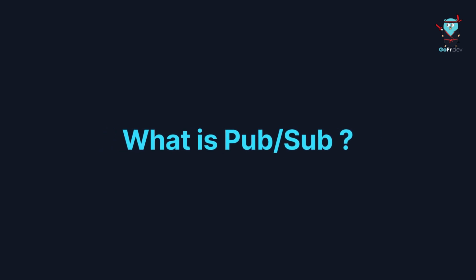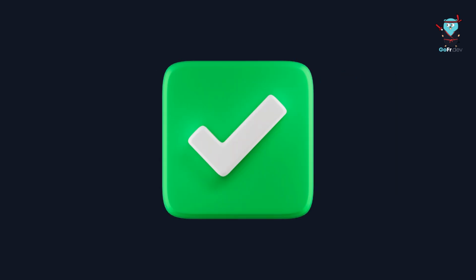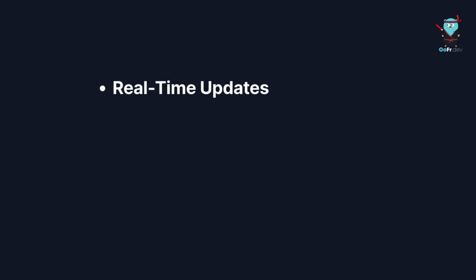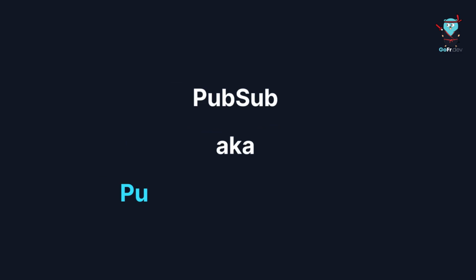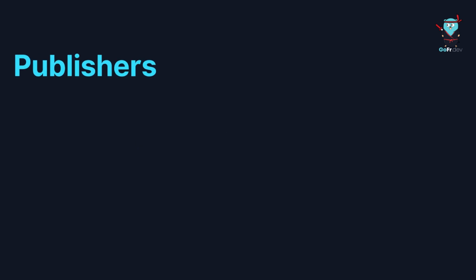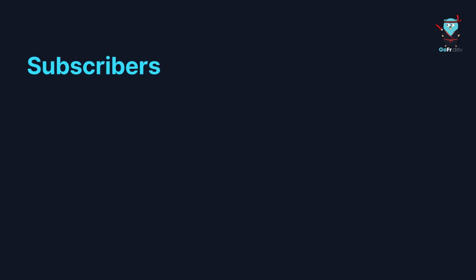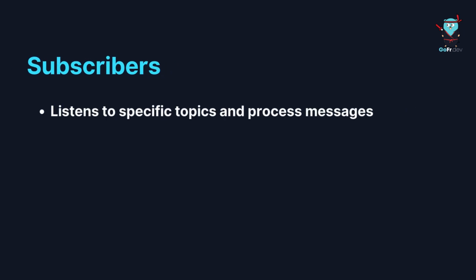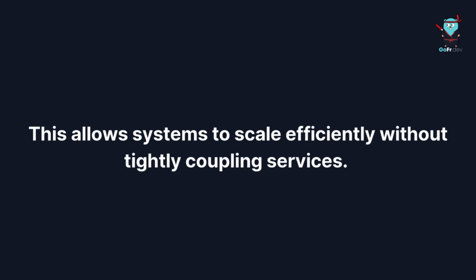So, what is a PubSub? Well, in traditional architectures, services communicate directly through REST or gRPC, which works fine until you need real-time updates, event-driven workflows, or loose coupling. PubSub, that is a short form for publish and subscribe, is a messaging pattern where publishers send messages without worrying about who receives them, and subscribers listen to specific topics and process messages asynchronously. This allows systems to scale efficiently without tightly coupling services.